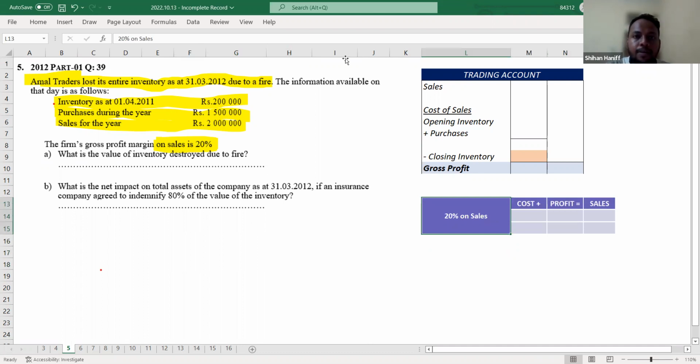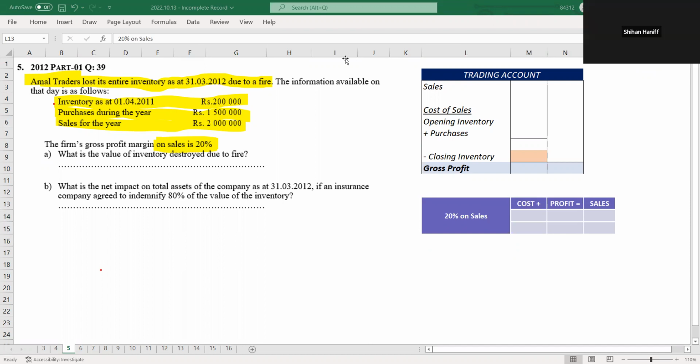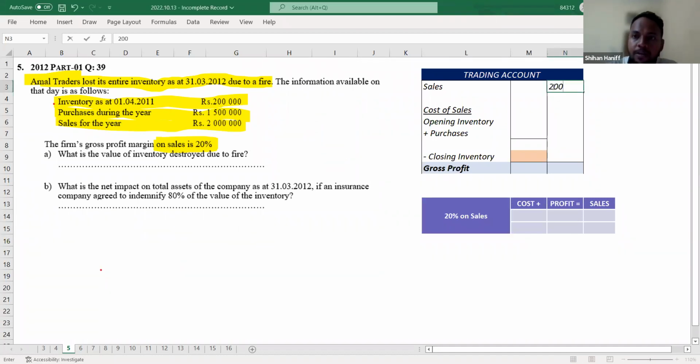Okay, what is the answer? Sales for the year 2 million. I'll do in thousands. Inventory on 1st of April 200. Purchases 1,500. Right? And there is no returns or anything. So this is 1,700. Okay.